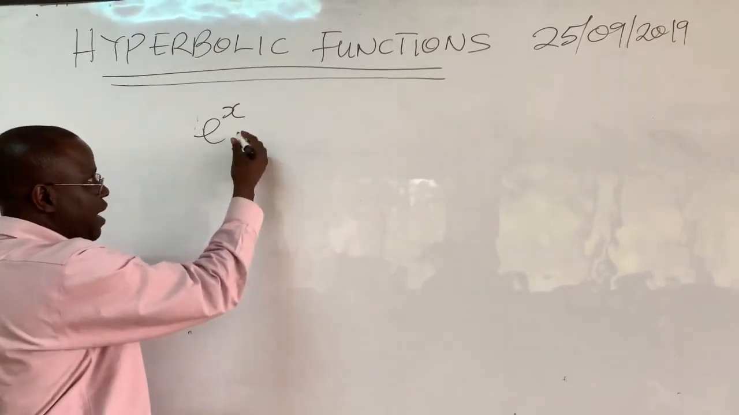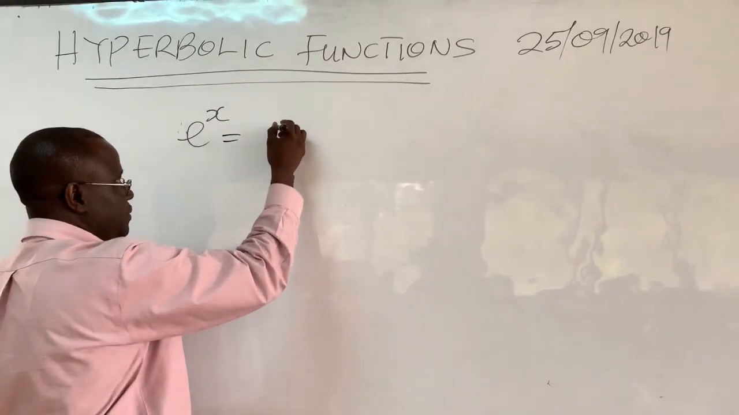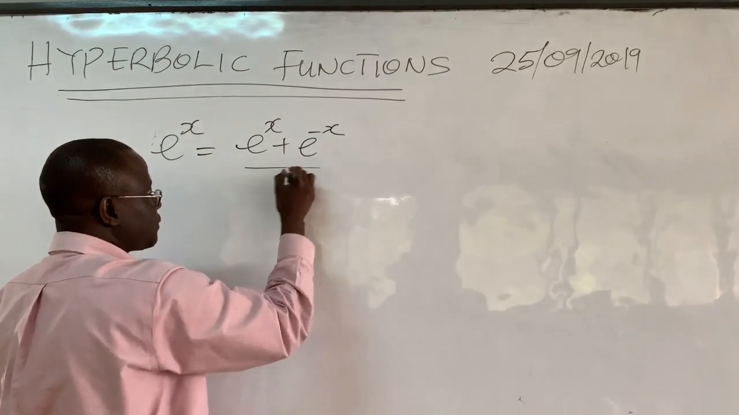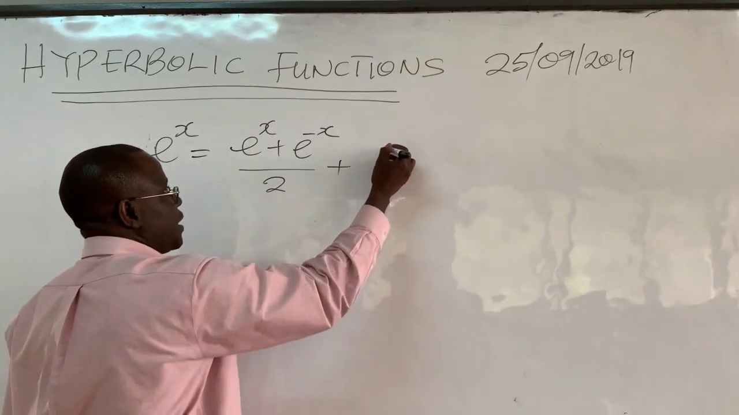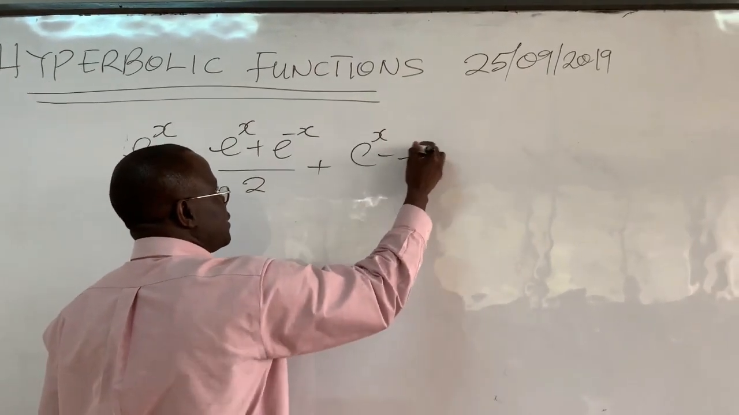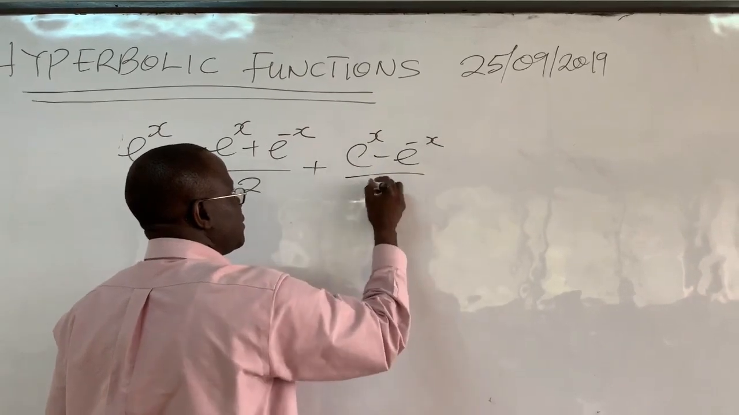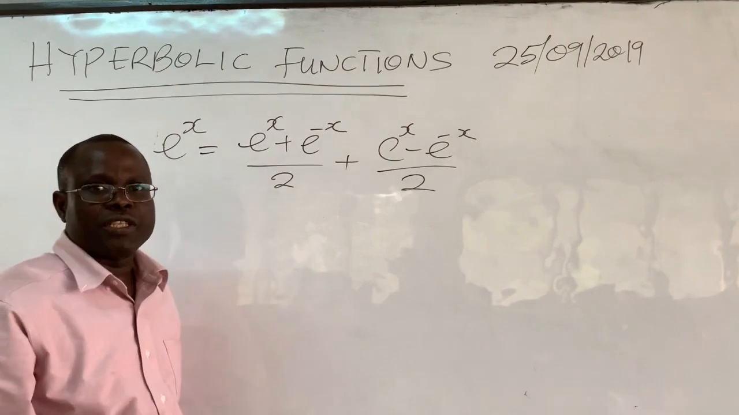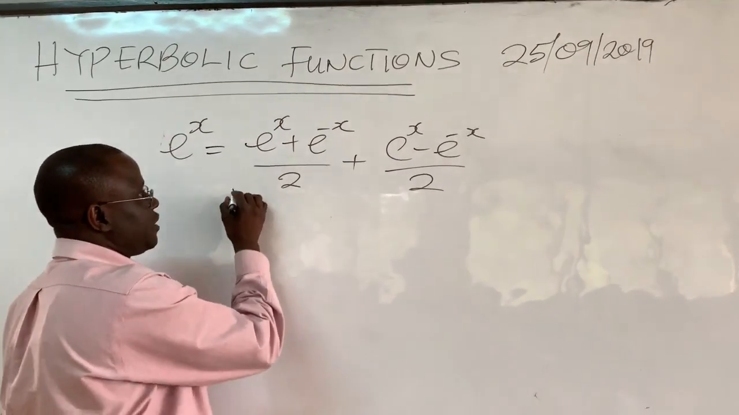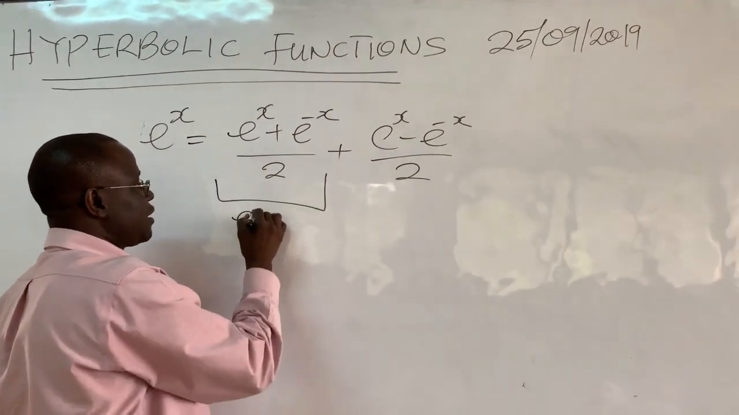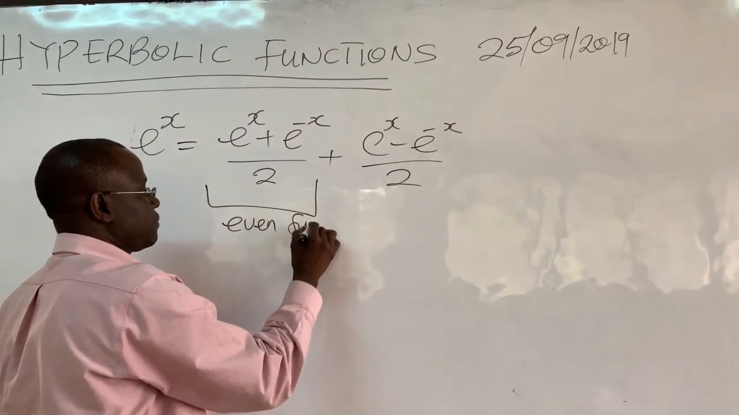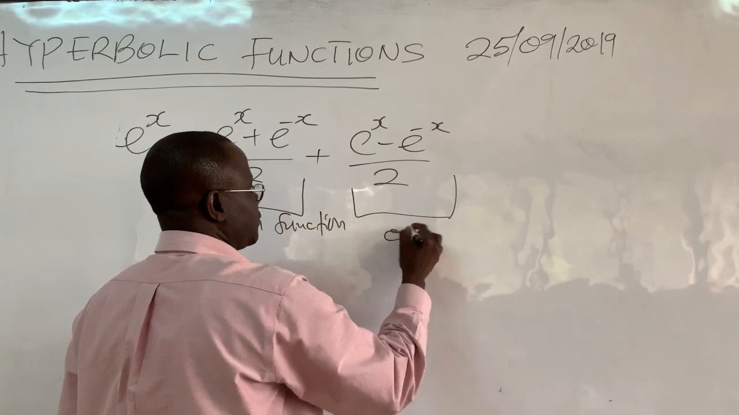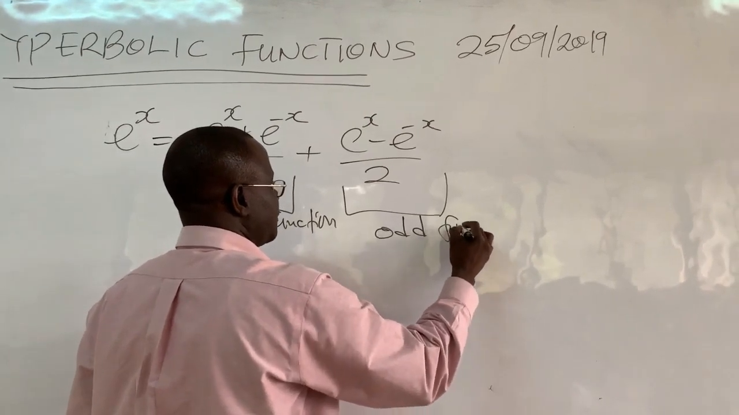So for instance, e to the x, we can rewrite this. We can write this as (e to the x plus e to the minus x) over 2. We can add this to (e to the x minus e to the negative x) over 2. You can check that when you add this up, you get the exponential function. So this function is even. It's an even function. And that is an odd function.